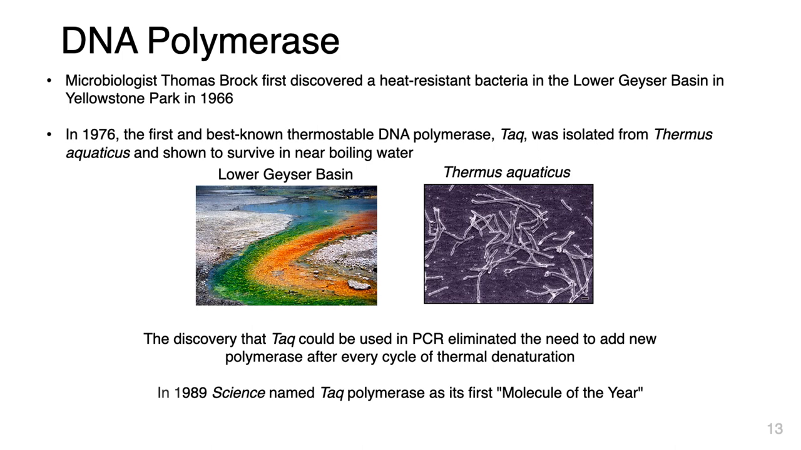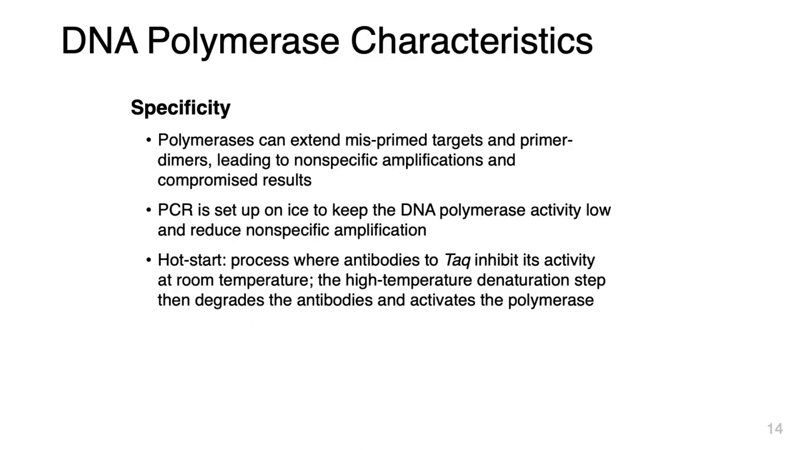A bit of history here: a microbiologist by the name of Thomas Brock first discovered a heat-resistant bacteria in the Lower Geyser Basin in Yellowstone Park in 1966. The first and best-known thermostable DNA polymerase, Taq, was isolated from a heat-resistant bacteria, Thermus aquaticus, in 1976, and it was shown that it could survive in near-boiling water. The discovery that Taq could be used in PCR eliminated the need to add new polymerase after every cycle of thermal denaturation, and in 1989, Science named Taq polymerase as its first Molecule of the Year.